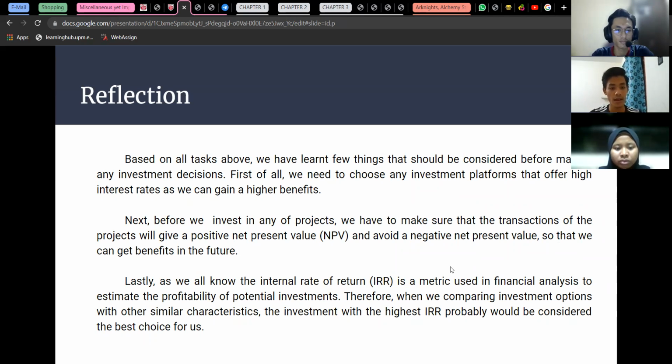Lastly, as we all know, the internal rate of return, which is IRR, is a metric used in financial analysis to estimate the profitability of a potential investment. Therefore, when we compare investment options with other similar characteristics, the investment with the highest IRR will probably be considered as the best choice for us.